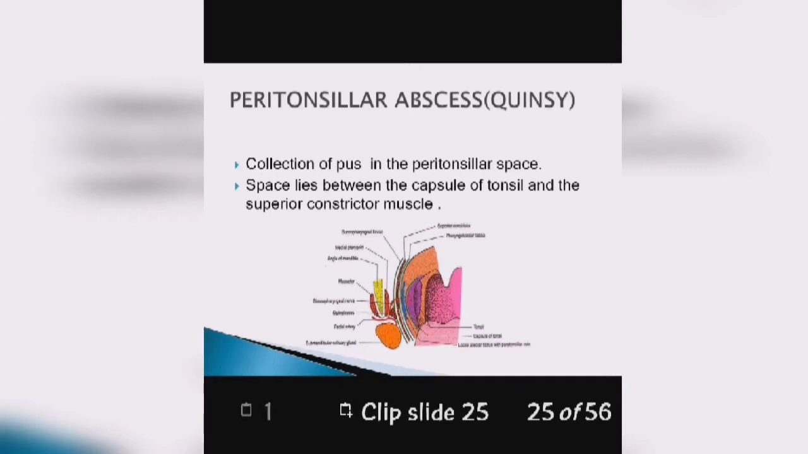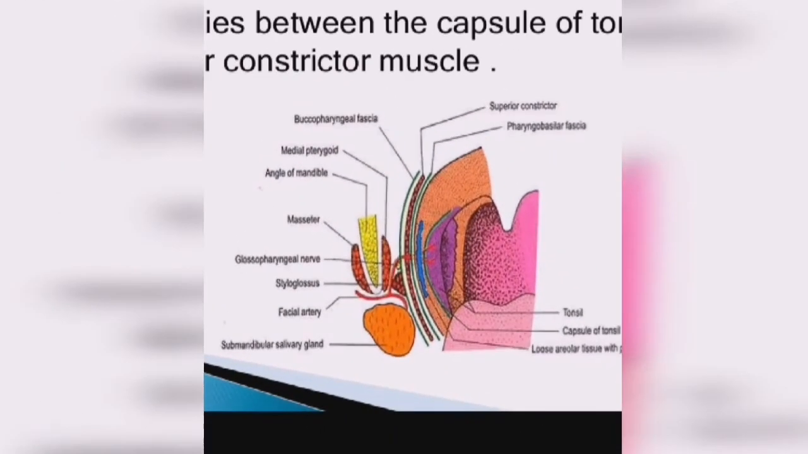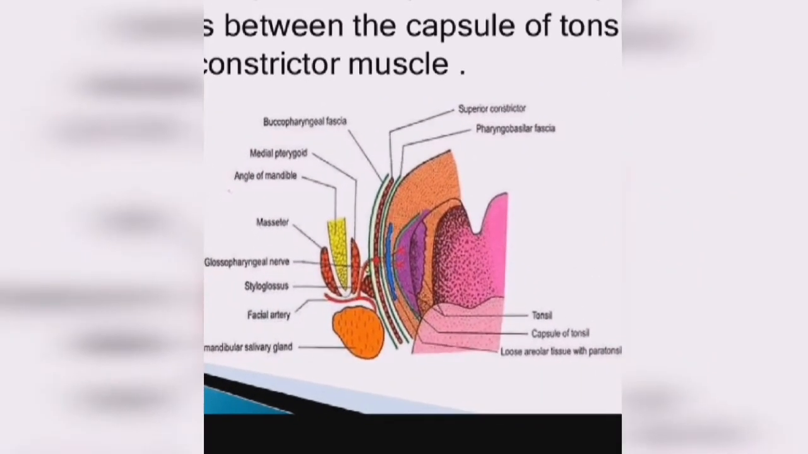You can see here, I'm showing a little bit about this peritonsillar abscess. You can see the capsule of the tonsil, the peritonsillar fascia, which is the capsule of the tonsils. You can see some space, the parapharyngeal space, between the superior constrictor muscle and the capsule. You should be clear about this space. I'm showing you another picture about this.